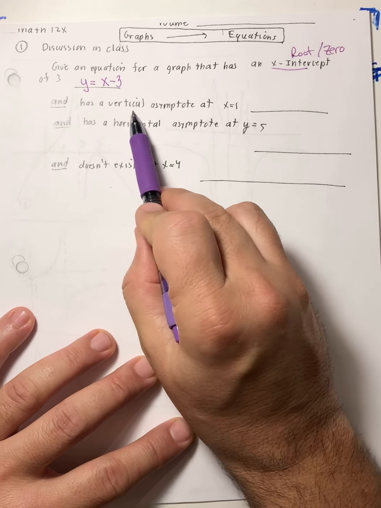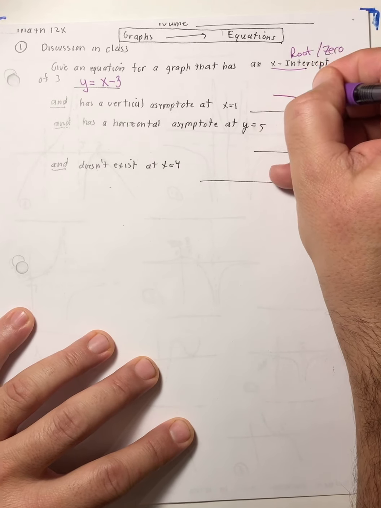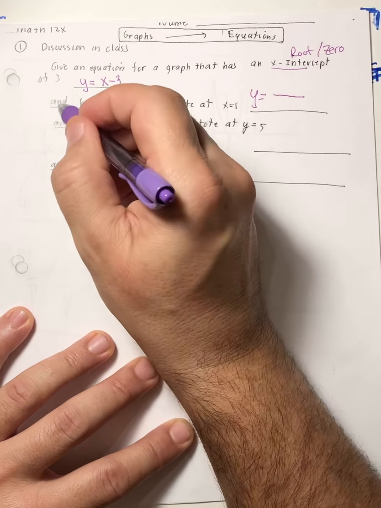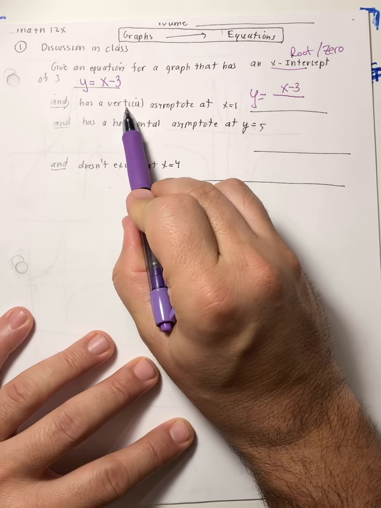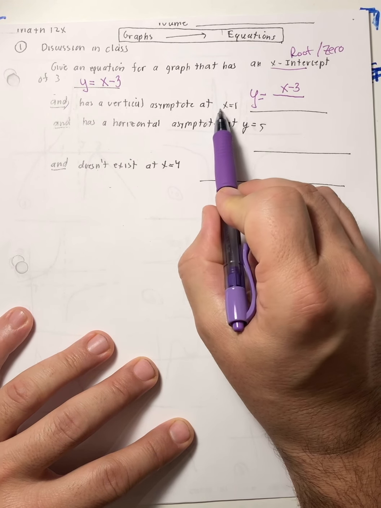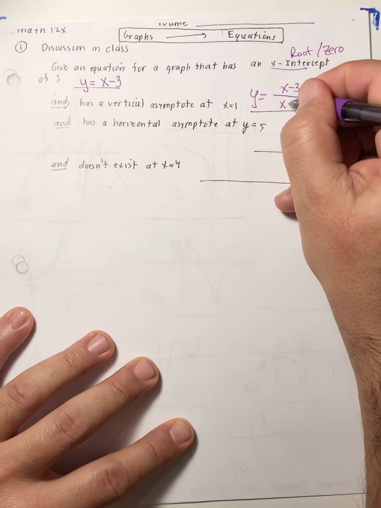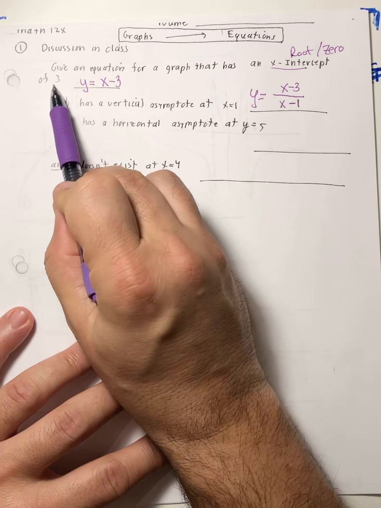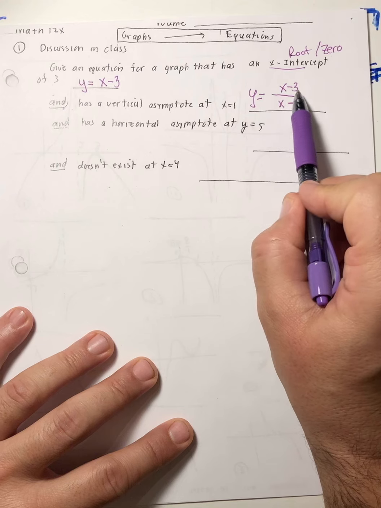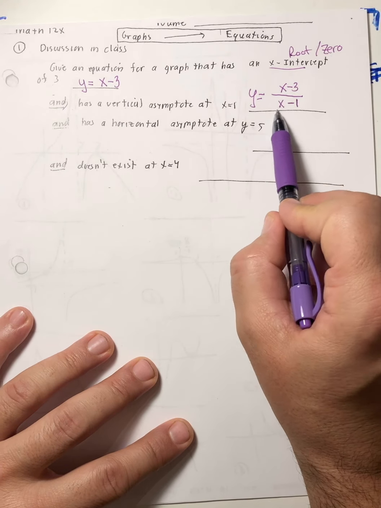All right, now it has a vertical asymptote. Where do we find the vertical asymptotes? That's right, we find them on the bottom. So that means we're going to have a fraction. Y equals, and we've got the x minus 3 on top. So we have a vertical asymptote on the bottom, x equals 1. How do I write that? That's right, x minus 1. So right now we have an x-intercept of 3 at the top. Your intercepts are at the top, and a vertical asymptote is at the bottom.